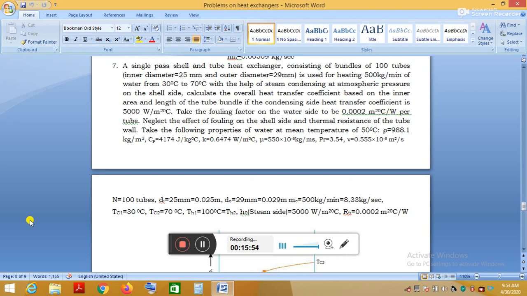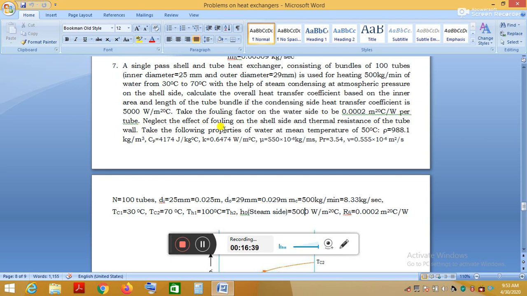On the water side he has given, that means Rfi he has given. On the steam side he has not given. The resistance offered by the impure particles on the steam side is not given. On the water side he has given 0.0002 meter square degree Celsius per watt, and he has given this value for per tube. And he has said to neglect the effect of fouling on the shell side. There is no need to consider the fouling factor of the shell side, meaning the steam side, and the thermal resistance of the tube wall.